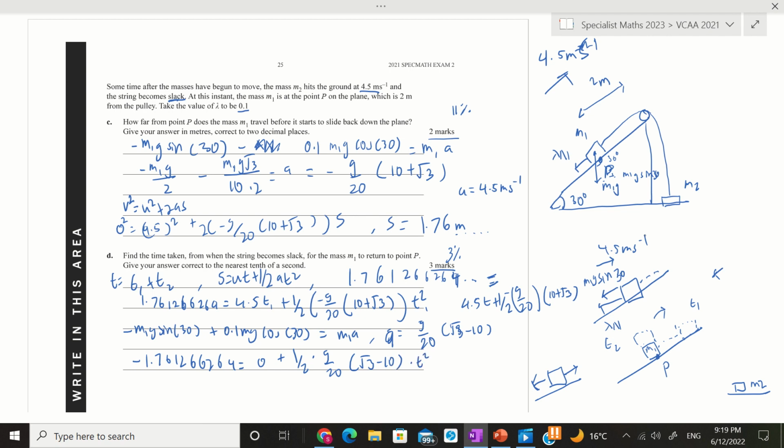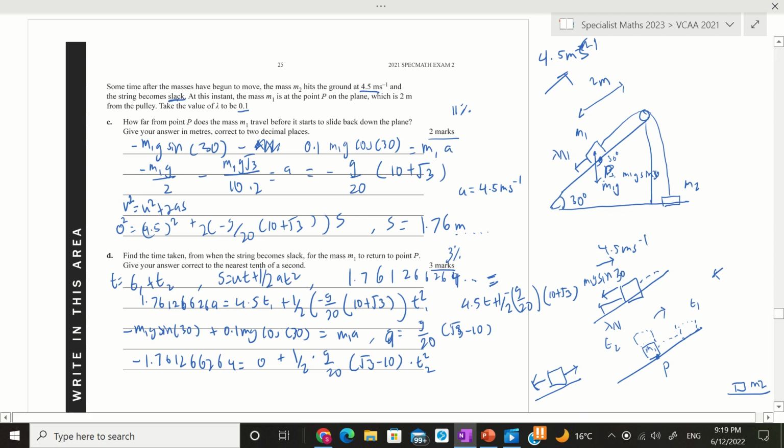Let me just explain why I have these values as they are. Why do I have a negative sign here? Why do I have 0 here? The reason for the negative sign is that my mass goes from t1 to t2, so when it's up the plane and starts moving back to point P, it's moving in a negative direction. Because I've defined going up the plane as positive, my displacement is a negative value. So that's reason number one.